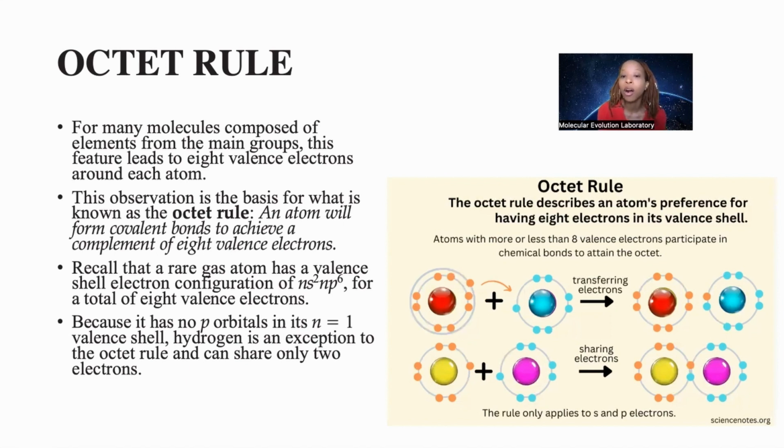Atoms with more or less than 8 electrons participate in chemical bonding to attain the octet. So atoms with more or less than 8 will form bonds to reach 8 and maintain an octet. For example, here we have 7 electrons, and 1 is transferred to satisfy the octet rule. We have 7 electrons as well; in this case, 1 is shared, and this satisfies the octet rule. The octet rule only applies to s and p electrons.